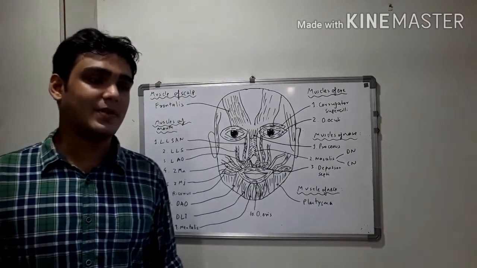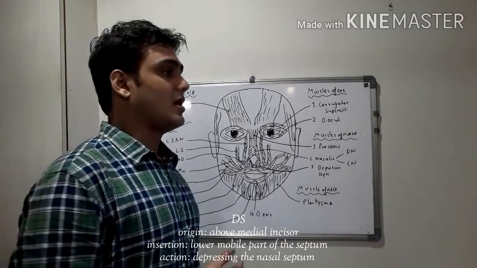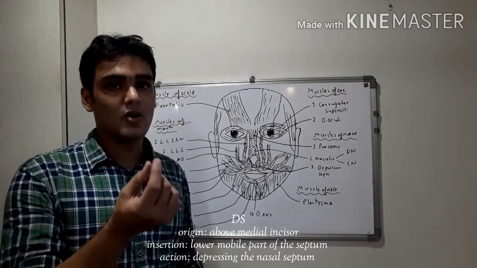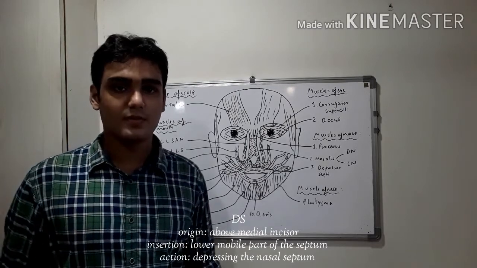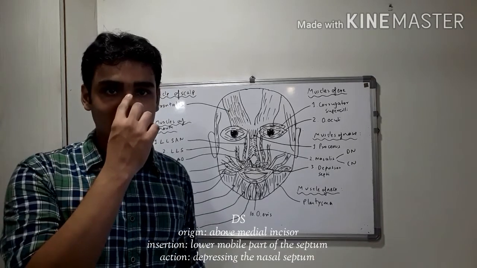Then we have the depressor septi. So it originates above the medial incisor and is inserted at the lower mobile part of the nasal septum, and its function is also there in the name itself. It has the function of depressing the nasal septum.